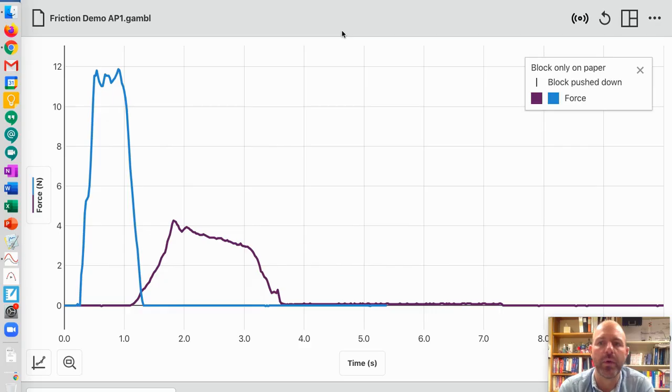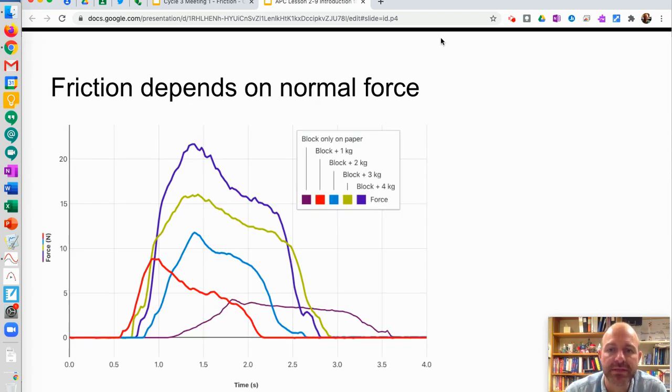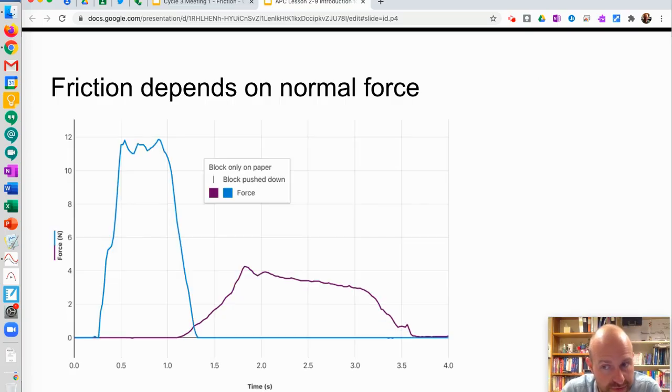This is a scenario where the blue line is not more mass on top of it. It's me just pushing down on the block while it's being pulled. So I'm using an applied force to make it so that the normal force between them gets bigger. So that's the first piece, that when we're talking about this, friction depends on the normal force, right? And the normal force could be by stacking other things on top or by applying additional forces.